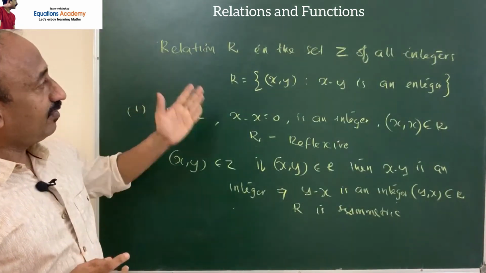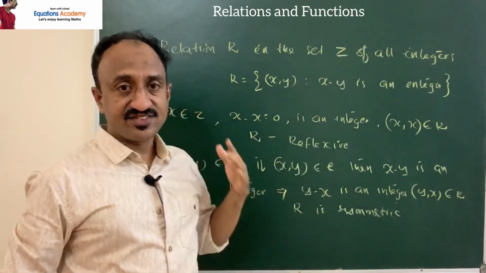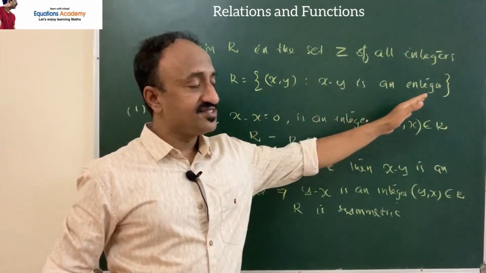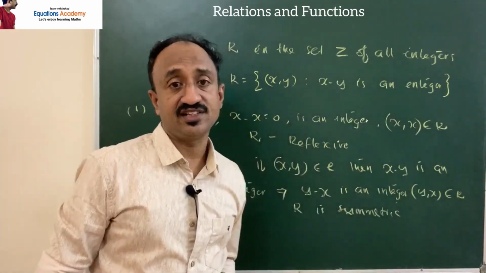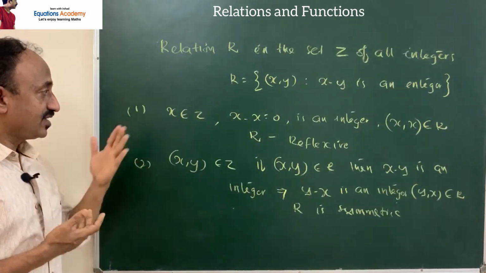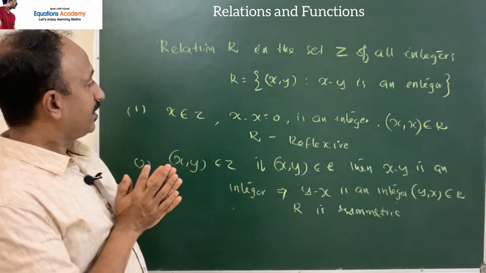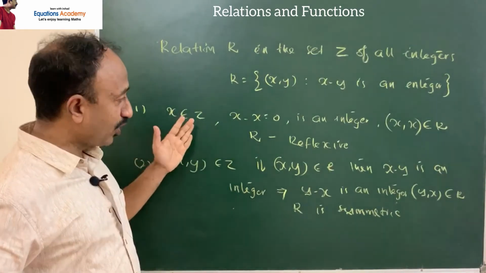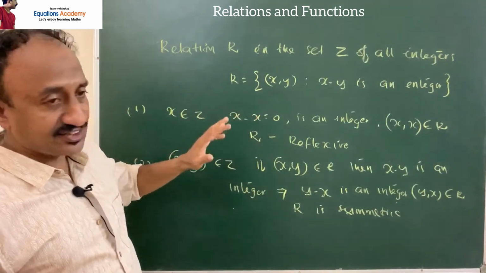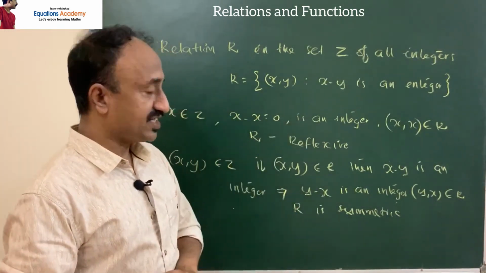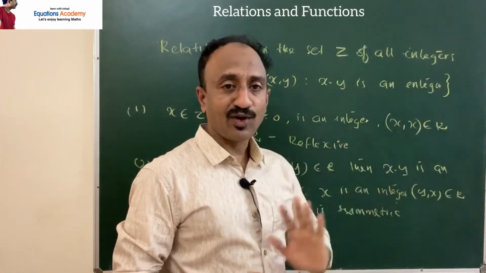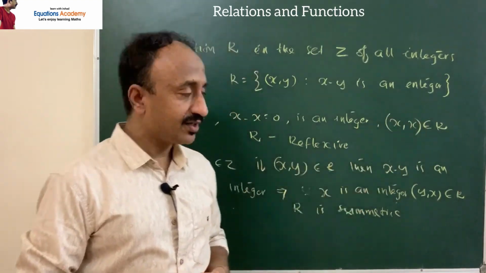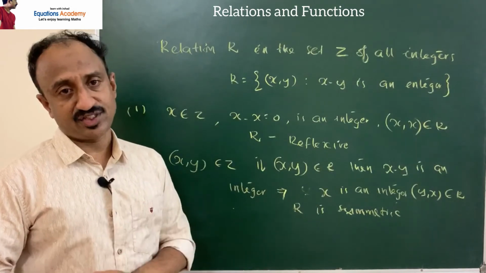Now, a relation R in the set Z of all integers is defined as R equal to the set of (x, y) such that x minus y is an integer. This is the relation: x minus y is an integer. We will check first whether this is reflexive or not. For every x belonging to Z, we know that x minus x is 0, which is an integer. So (x, x) belongs to R. If (x, x) belongs to R, then the relation is reflexive.